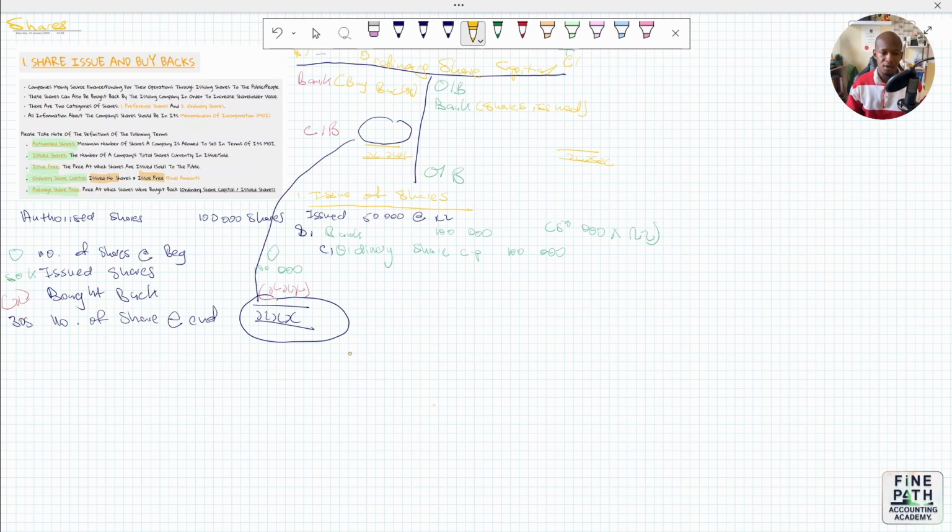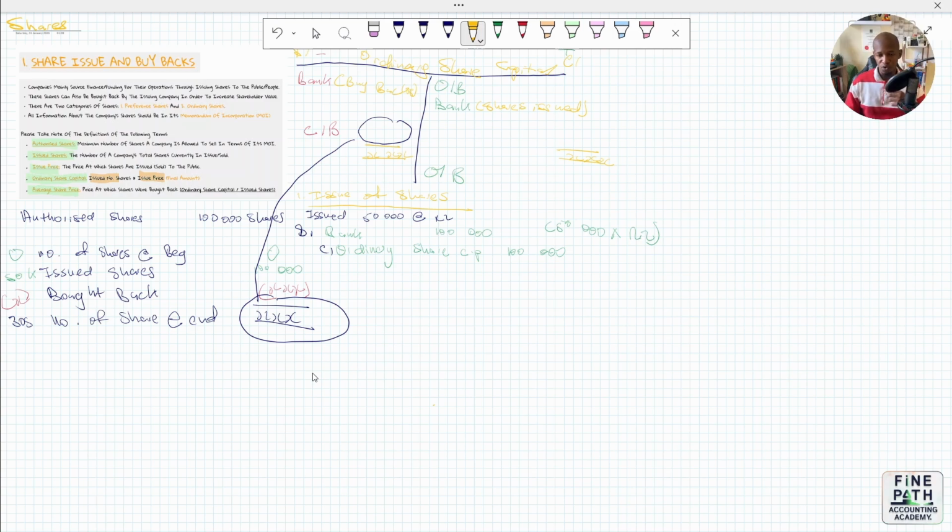Now that we are done with the issue of shares, I'd like us to look at the buybacks. In order to gain control of the company and also to increase shareholder value, companies would buy back shares. They'd go back to the public and say, we are willing to buy back a certain number of shares at this value, and then a certain number of shareholders would sell those shares.